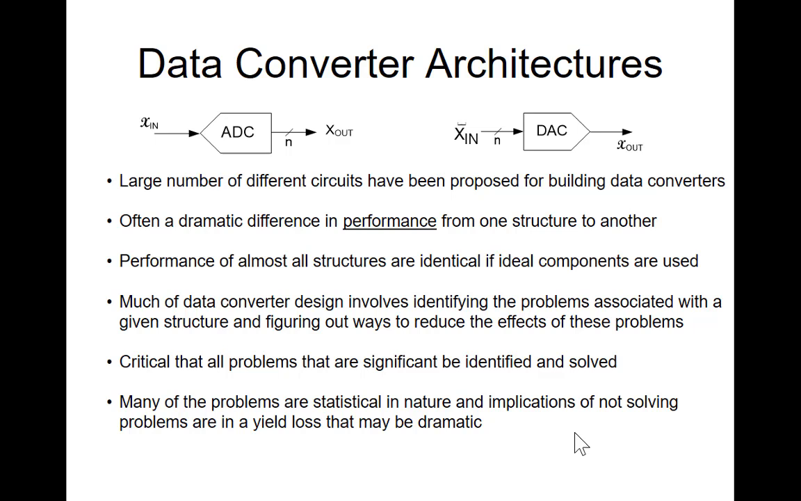You might build a 12-bit ADC, and it may be dependent upon matching of components. If you don't match them close enough, you might have a yield of way less than 1%. A minor change in the characteristics of your design might change the yield from 1% to 99%. So you have no choice but to look at the statistical aspects of your architecture.